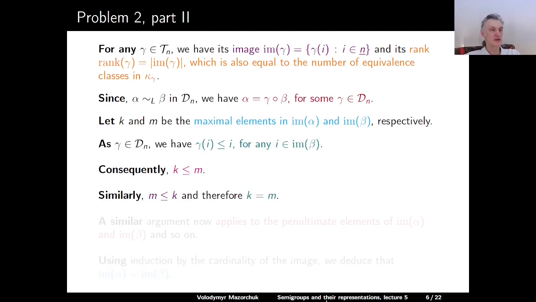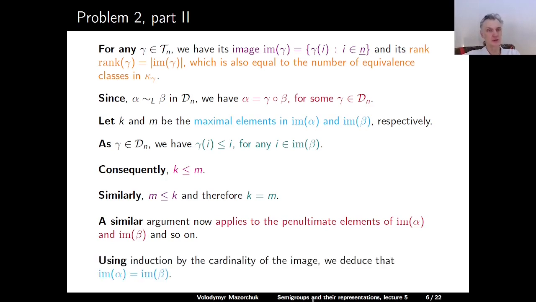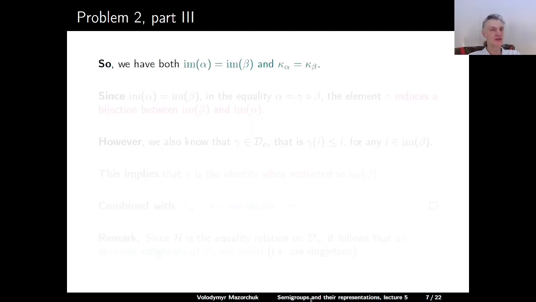By a similar argument applied to the situation when alpha and beta are swapped, we get the opposite inequality, that m should be less than or equal to k, and this implies that k is equal to m. And now we can apply exactly the same argument to the penultimate elements from the point of view of size in the image of alpha and the image of beta, and proceed inductively. And so using induction, we conclude that the image of alpha must be equal to the image of beta. So we conclude that if we have two left-related elements alpha and beta in Dn, then these two elements have the same image and the same kernel.